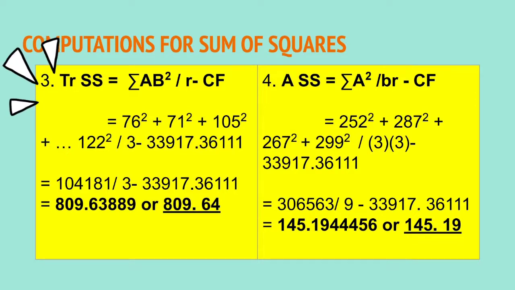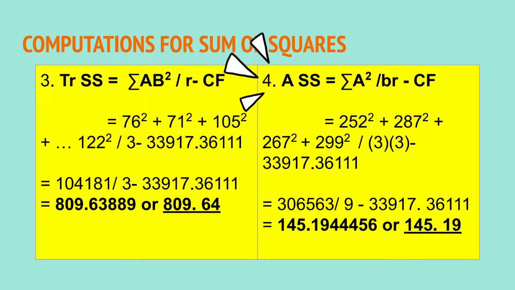So in number 3, the formula is TRSS is equal to the summation of AB squared divided by R minus CF. So equals 76 squared plus 71 squared plus 105 squared up to 122 squared, then divided by 3 minus 33917.36111. Then equal to 104181 divided by 3 minus 33917.36111, then equal to 809.63889, or 809.64.